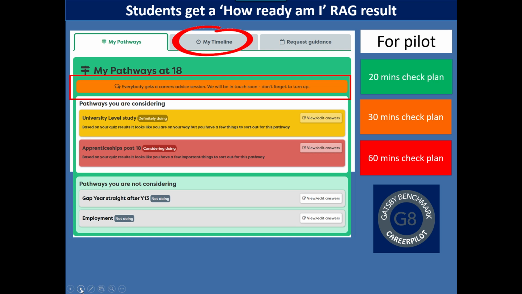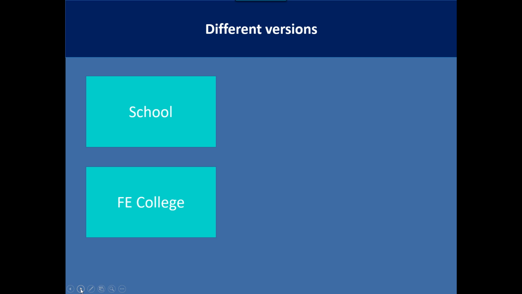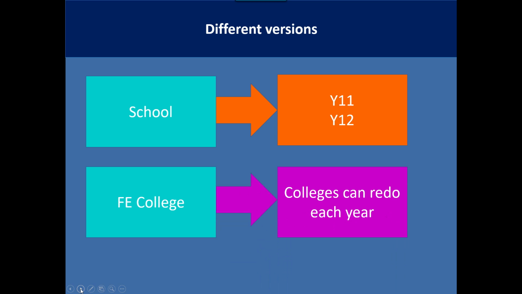Students can also look at a timeline which shows where they were on a particular date and shows the careers interventions they've had. After the first session, which will be set up for them, they can request other forms of guidance, like e-guidance. They could ask a quick question, or they could self-refer. We now have different versions of the Pathway Planner. For schools, we have a version for year 11 and year 12/year 13. And we also have an FE College version as well.